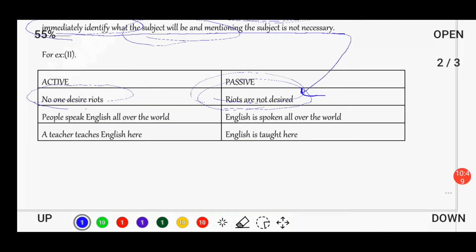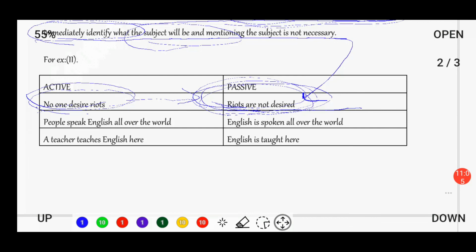Suppose the first sentence given is "No one desires riots." So what will our sentence come out to be in the passive voice? "Riots are not desired." In the sentence which is marked as green, we do not know who is performing the riot. We are not confirmed about the person who is performing the riot.